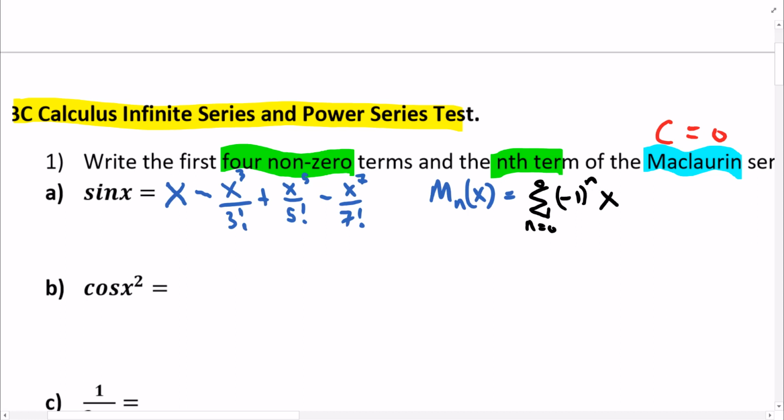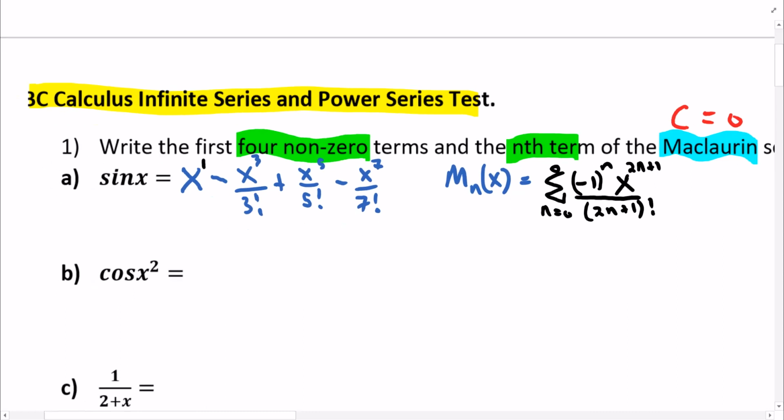Then we have to deal with the exponent on the x. I need to get basically 1, 3, 5, 7. Those are odd numbers, so you can create odd numbers by doing 2n plus 1. Just check that it works, right? If I plug in 0, I get x to the 1. If I plug in 1, I get 2 times 1 plus 1, which is 3, and so forth. And the denominator matches, that factorial matches the exponent, right? So once you know that the exponent's that, you can just write the denominator as the same thing. Right, so that's what part A should look like.